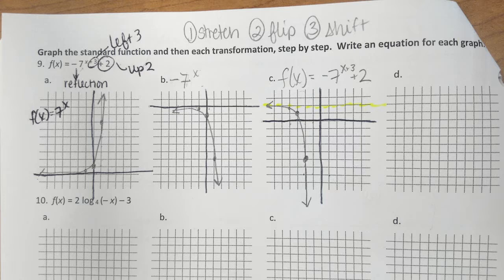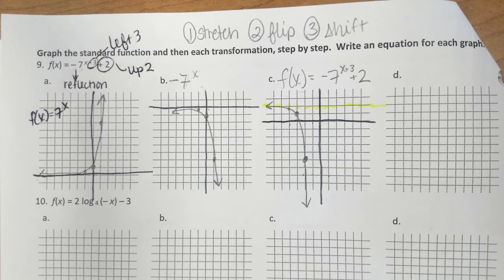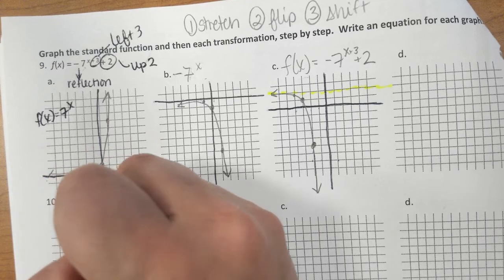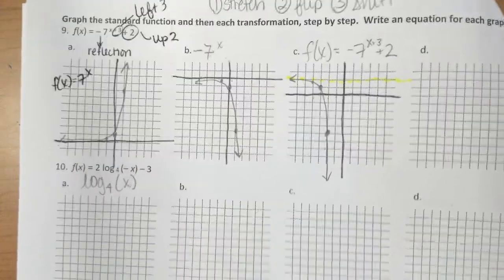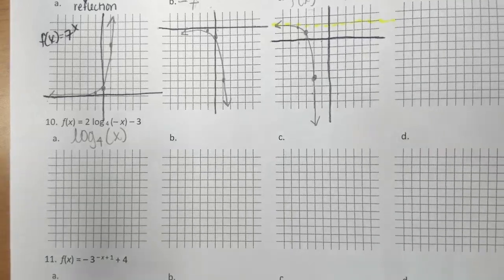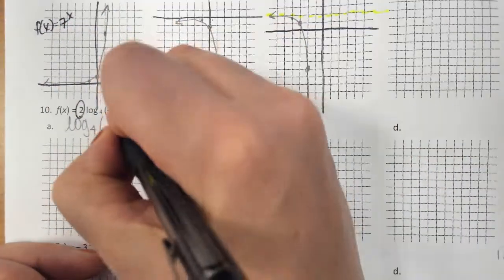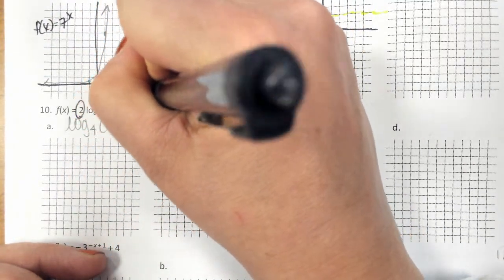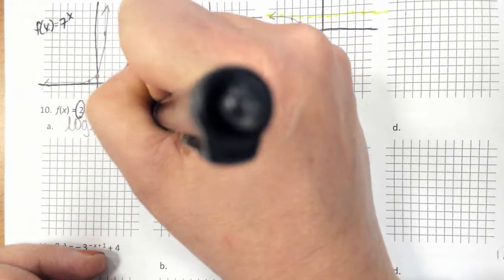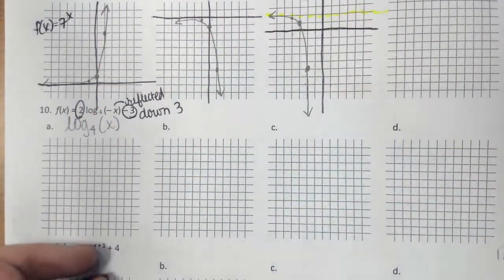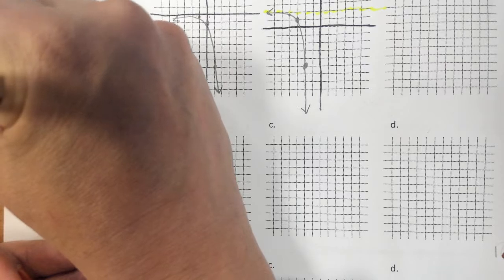Now for a logarithm, similarly, we're going to start off with our parent function, just a base, log base 4 of x. We're going to start with that and then transform it one at a time. So for this one, with the log base 4 of x, we're going to have a stretch of 2. It is going to be reflected, and it's going to be shifted down 3. So we're going to be looking at 3 different transformations here.